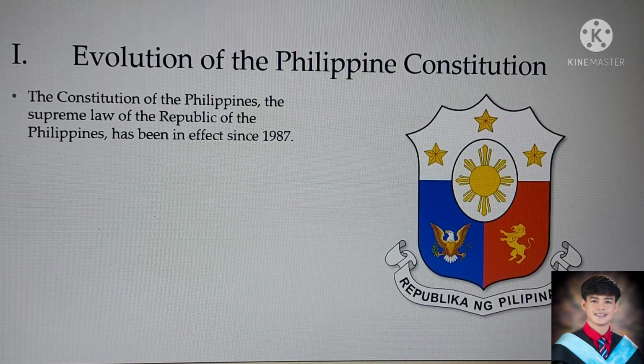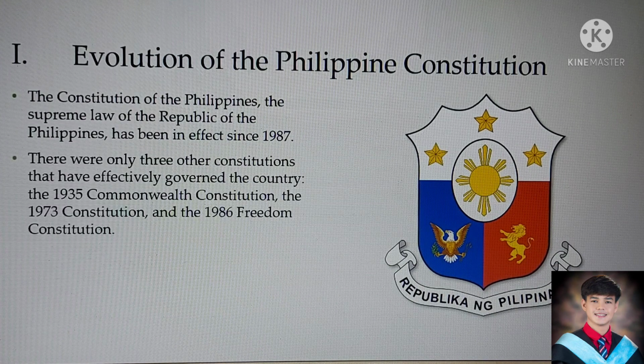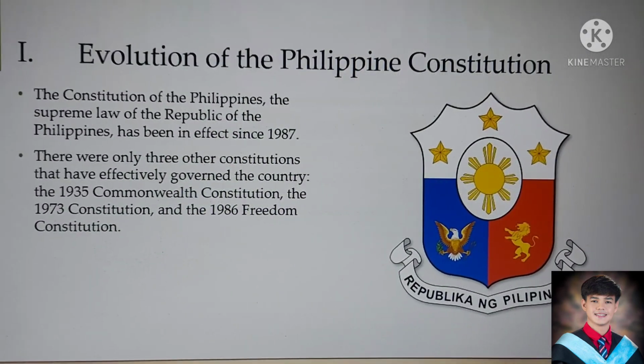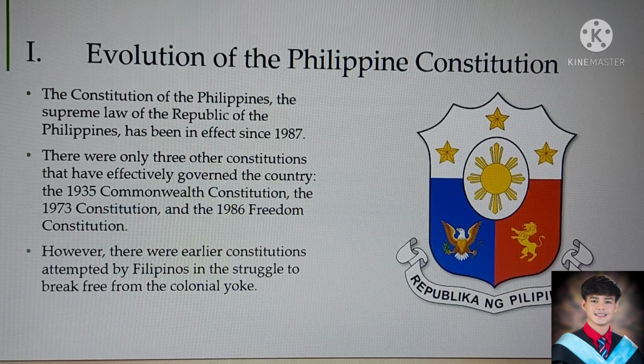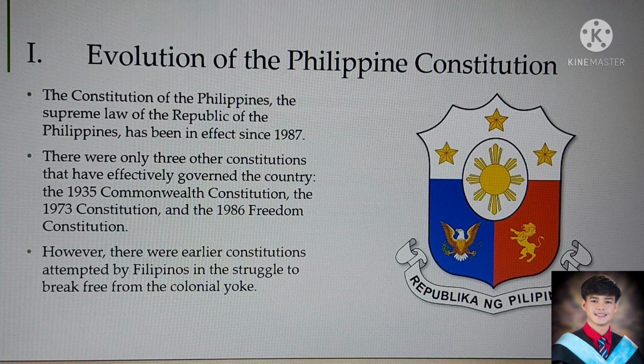The Constitution of the Philippines, the supreme law of the Republic of the Philippines, has been in effect since 1987. There were only three other constitutions that have effectively governed the country: the 1935 Commonwealth Constitution, the 1973 Constitution, and the 1986 Freedom Constitution. However, there were earlier constitutions attempted by Filipinos in the struggle to break free from the colonial yoke.